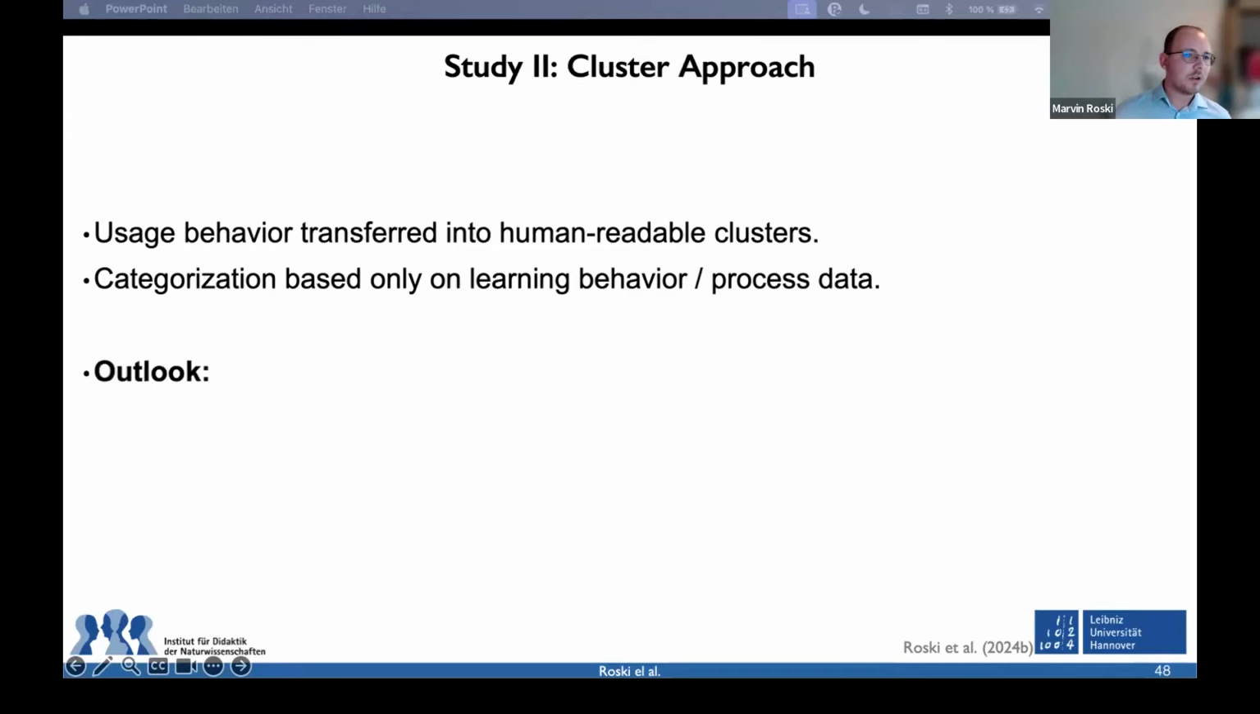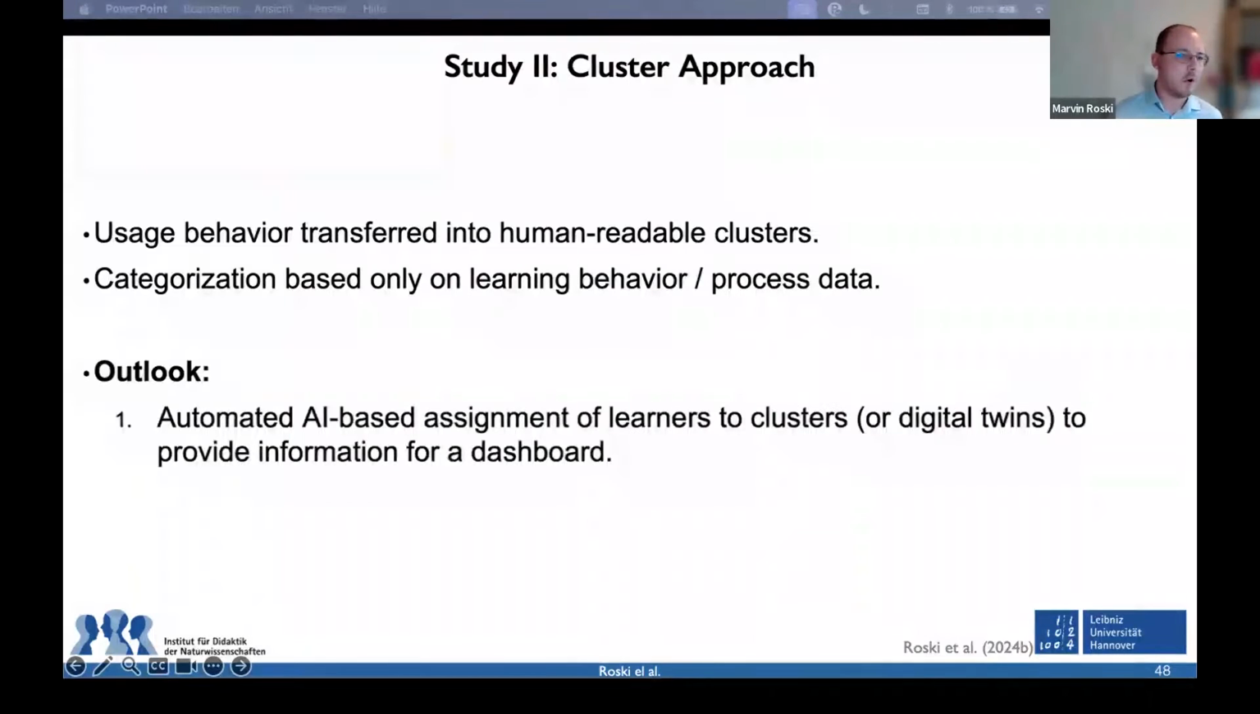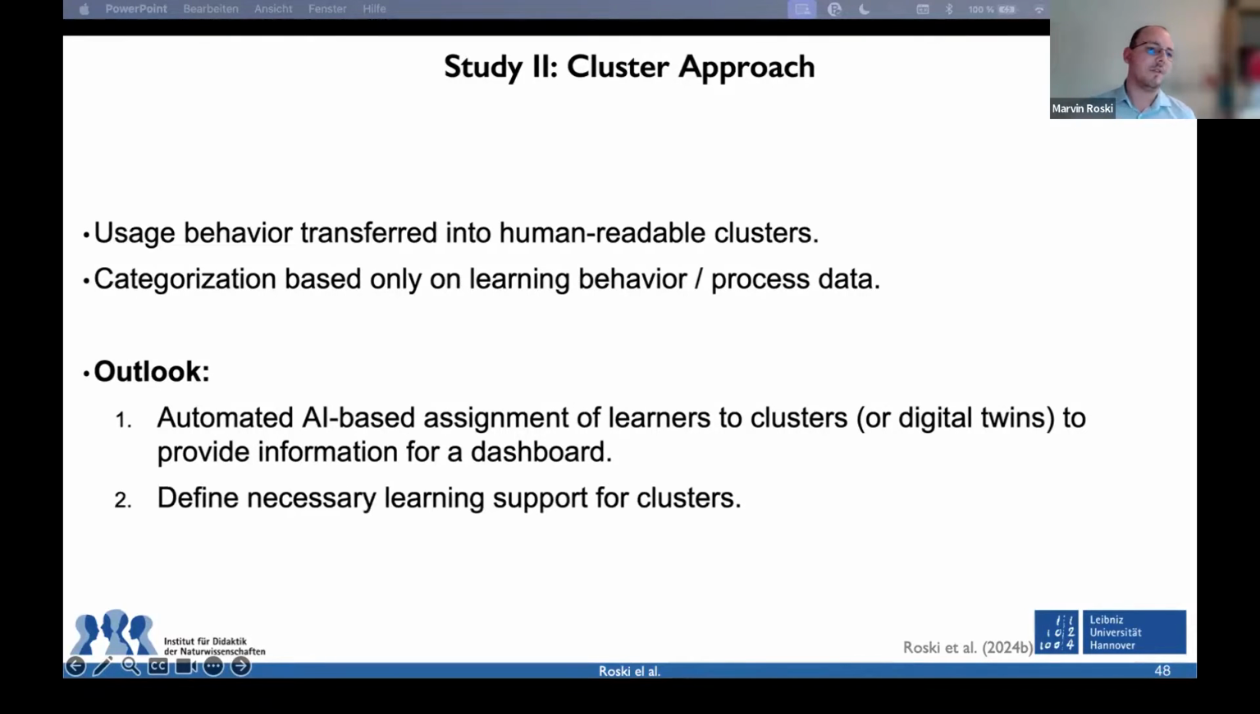And what is the outlook of this work? We need an automated AI-based assignment of learners to the clusters, or the digital twins we have here, to provide information for a dashboard. And we need to define necessary learning support for each of the 6 clusters.